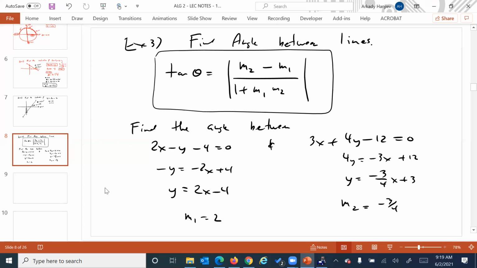Okay, let's plug into that formula right there. Let's go with absolute value, or we can do absolute value afterwards here. Let's just get this 2, no, it's negative, right? It's negative 3/4 minus 2 on top. It's 1 plus 2 times a negative 3/4. Whoa, okay.